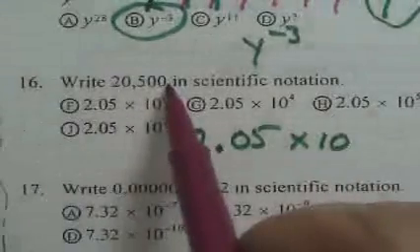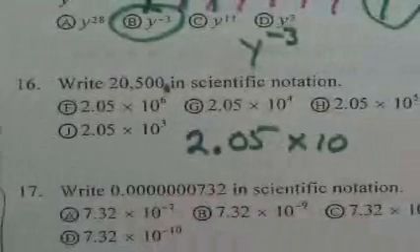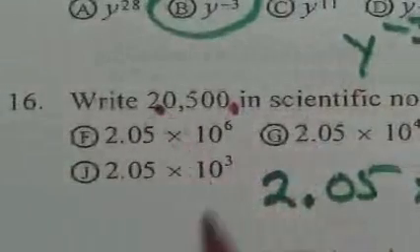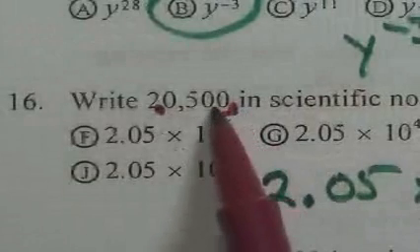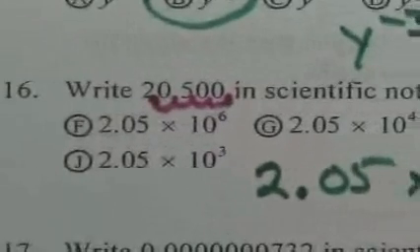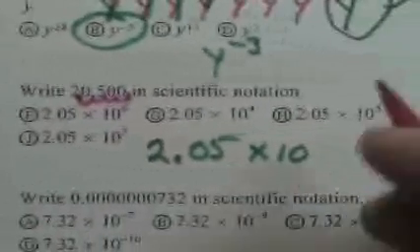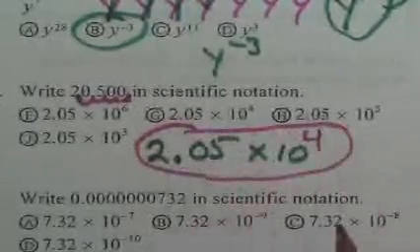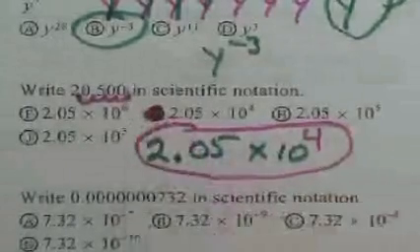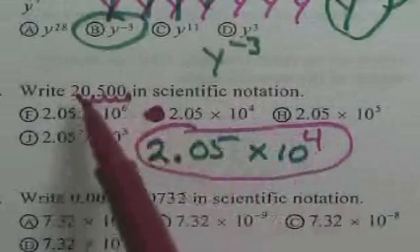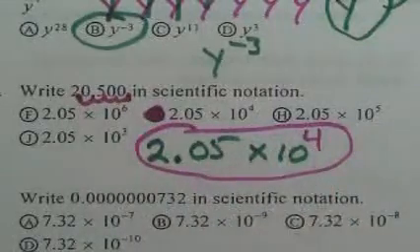So here's the decimal place there. Let me kind of zoom in on that a little bit. And there it is, and I want it over here. I'm moving it there. How many spaces did I move it? 1, 2, 3, 4. 4 spaces. So that means the exponent is 4. So our answer is letter G. Okay, and by the way, remember, positive exponents are for big numbers, negative exponents are for little numbers.